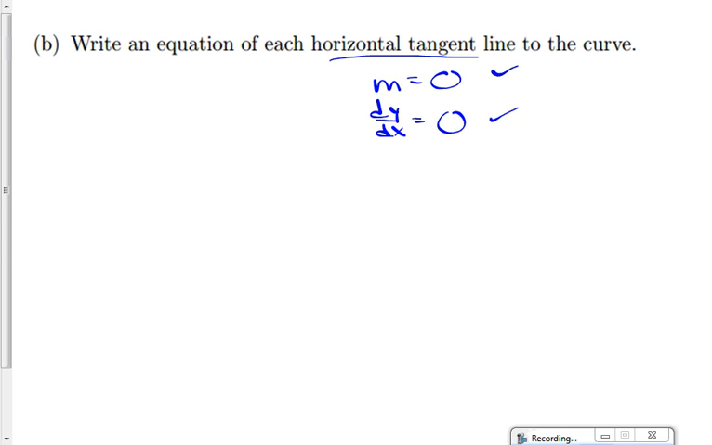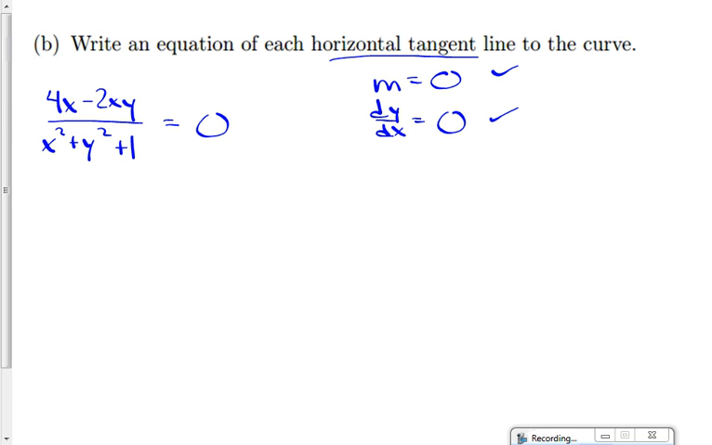This is thinking out loud. May not be worth marks, but I think it's worth writing down. So we have dy/dx. What was that dy/dx thing again? Make sure I get this right. I don't want to screw this up. All right. 4x minus 2xy divided by x squared plus y squared plus 1 equals 0. So I'm setting dy/dx equal to 0.